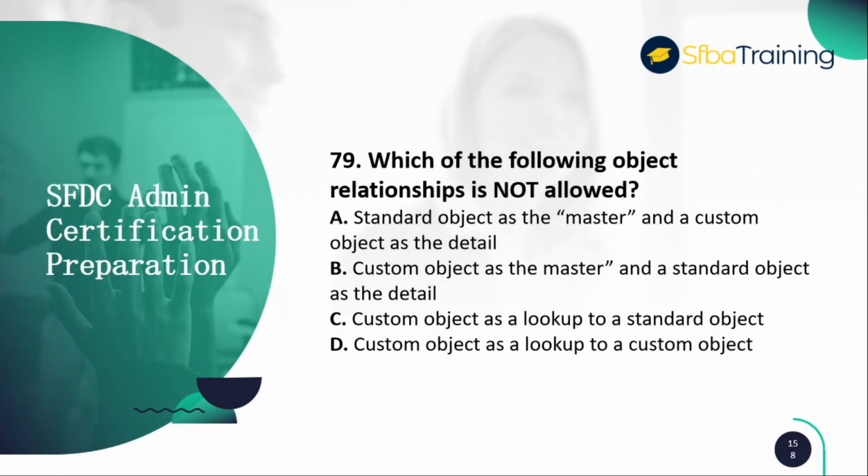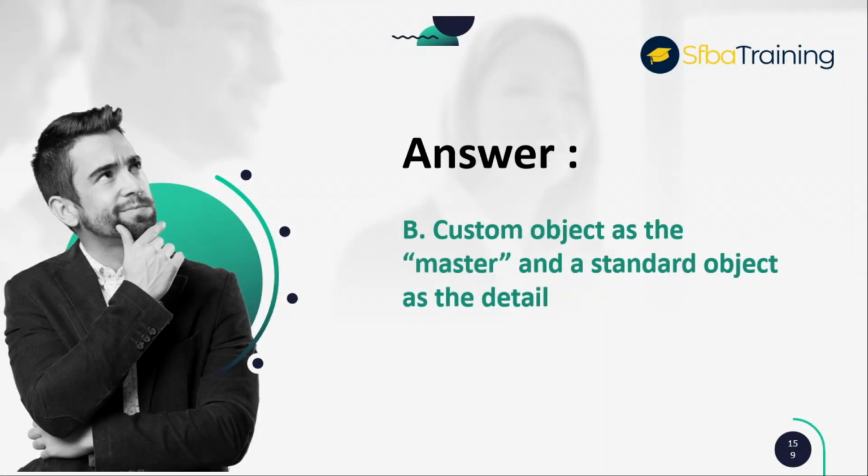Number 79. Which of the following object relationships is not allowed? A, standard object as the master and a custom object as the detail. B, custom object as the master and a standard object as the detail. C, custom object as a lookup to a standard object. D, custom object as a lookup to a custom object. The answer is B, custom object as the master and a standard object as the detail.